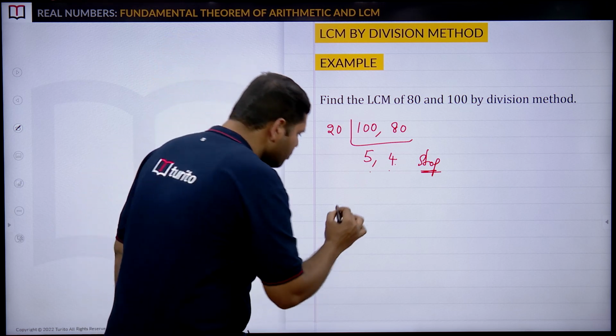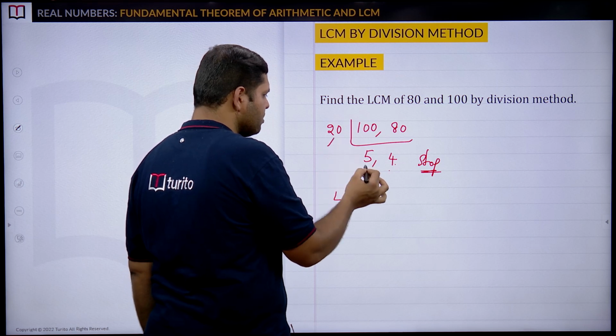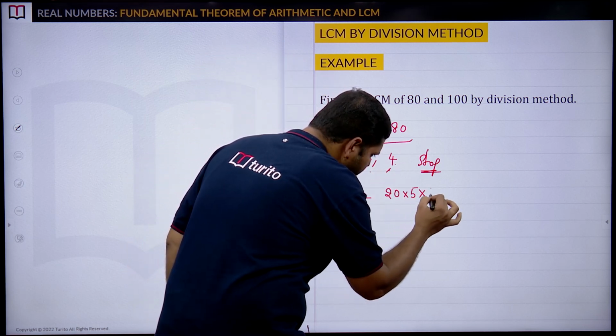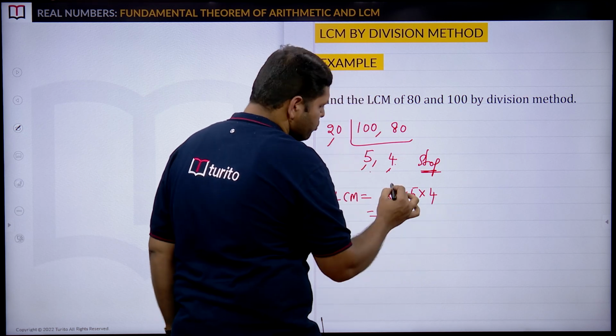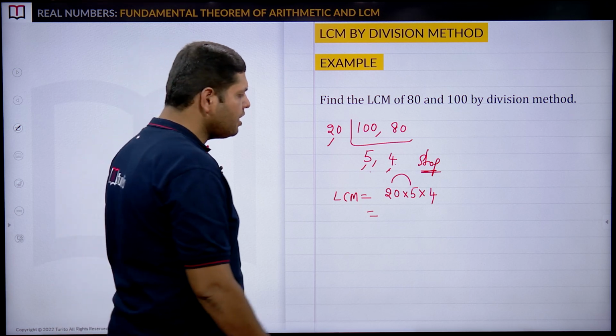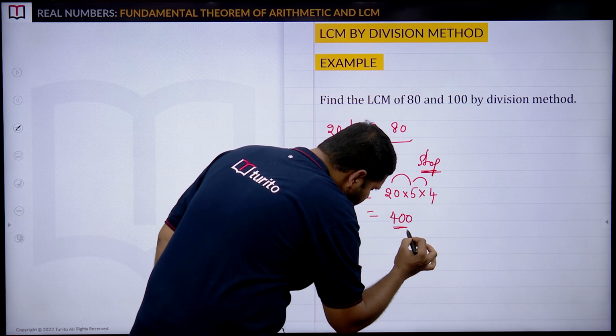So at last what we have to do? Then LCM is equal to the product of these. So you can write 20 into 5 into 4. So 20 into 5 is how much, children? 20 into 5 is 100 and 100 into 4, it is 400. So my final answer is 400.